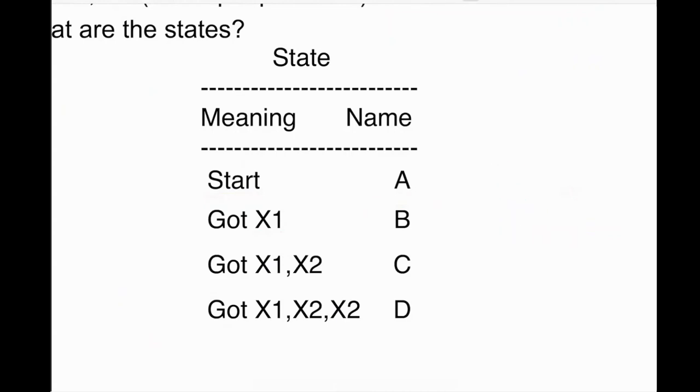But you do need to keep track of X1 followed by X2 followed by X2 again. So those are going to be my four different states. Initialize, or called start state. If you get X1, go to B. If you get X2 after that, go to C. If you get X2 after that, go to D. But from each state, A, B, C, or D, there are going to be two possibilities that you have to consider: what if the next input is X1, or what if the next input is X2?